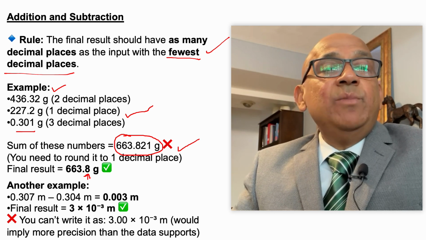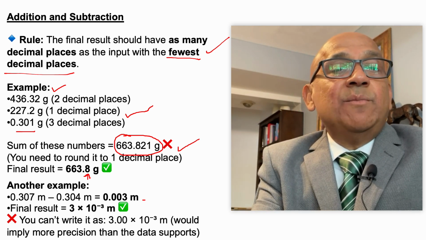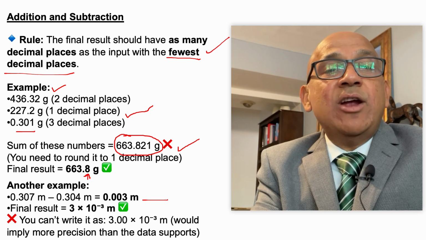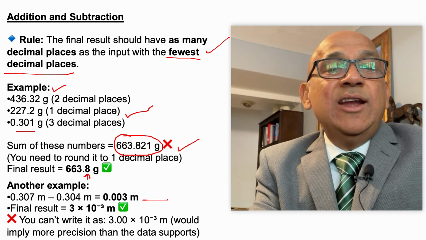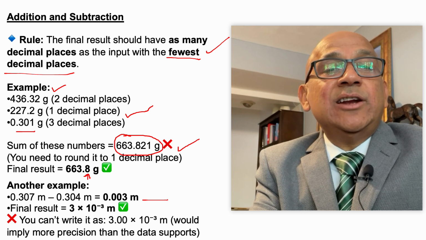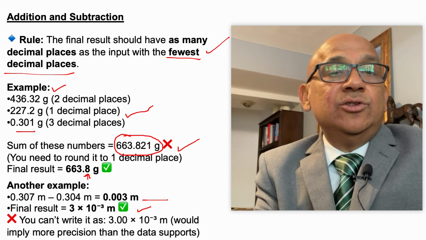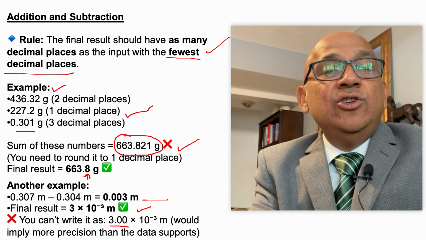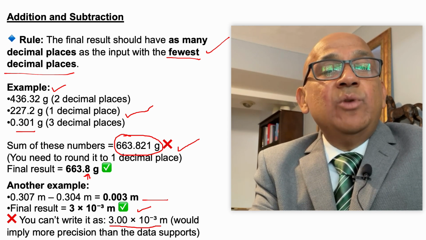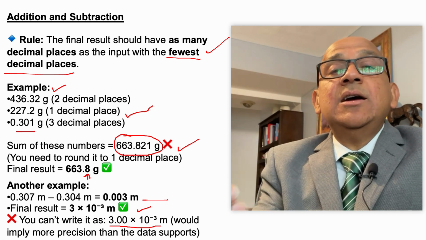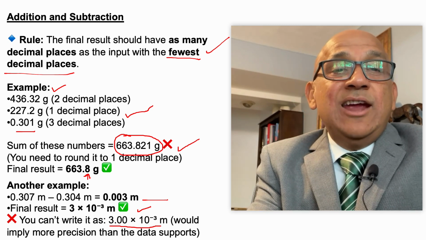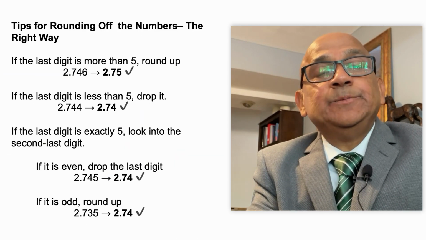Let us look into another example, which is about subtraction. If you are subtracting 0.304 from 0.307, your number should be 0.003 meters. You can also write the final result as 3 times 10 to the power minus 3 meter, but you cannot write it as 3.00 times 10 to the power minus 3 meter, because if you write it this way, it would imply more precision than the data supports. Your experiment is not that accurate that you can write these zeros.